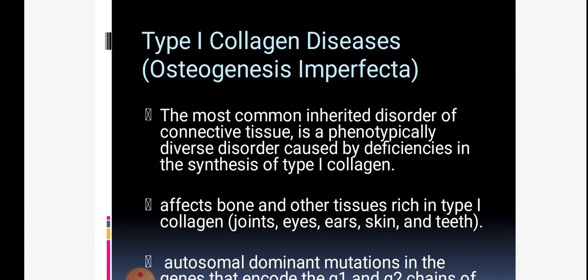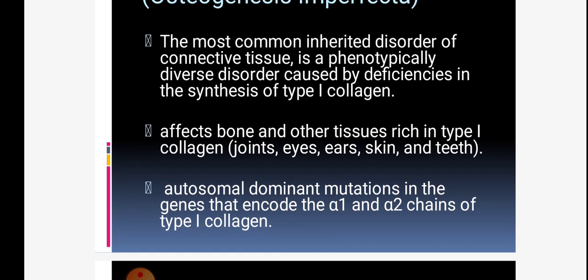Now, coming to type 1 collagen diseases, that is osteogenesis imperfecta. The most common inherited disorder of connective tissue is a phenotypically diverse disorder caused by deficiencies in the synthesis of type 1 collagen. Affects bone and other tissues rich in type 1 collagen, that is joints, eyes, ears, skin, and teeth. Autosomal mutations in the genes that encode alpha 1 and alpha 2 chains of type 1 collagen.